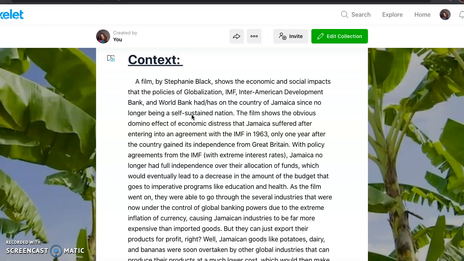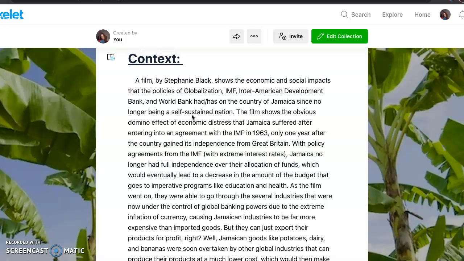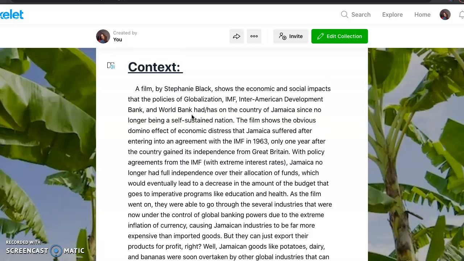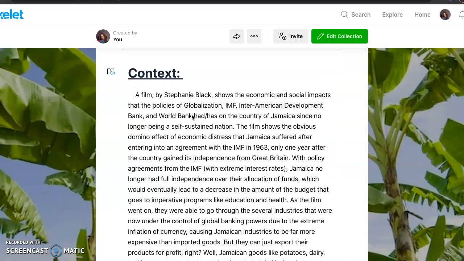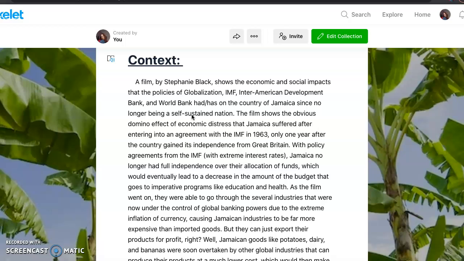So the IMF, you get these loans, but they come at a cost. This conditionality, this video explains it really well. Basically, they give you a lump sum with extremely high interest rates, and a lot of regulations that you have to abide by in order to get this loan.